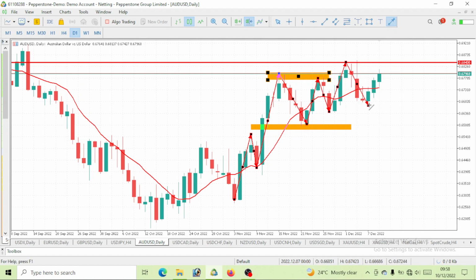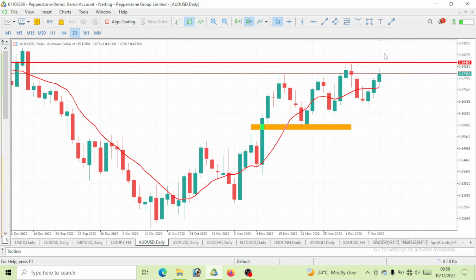What do we expect next? We are expecting a further bullish move, whereby we will be having a new high. So this high needs to be broken. That is to tell you that this high will now become our former high, and the new high is the one that needs to be broken. So we will expect a further bullish move on AUDUSD.